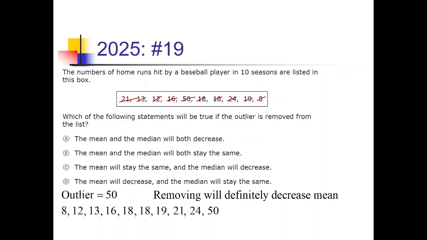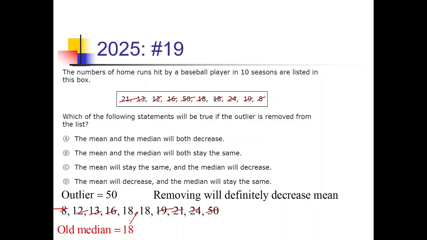All right, now to find the median here, I need to cross off pairs of numbers. So let me do 8 and 50, and then I'll do 12 and 24, 13 and 21, 16, 19, and that leaves us with 18 and 18. So those average together to give you 18, which is the old median.